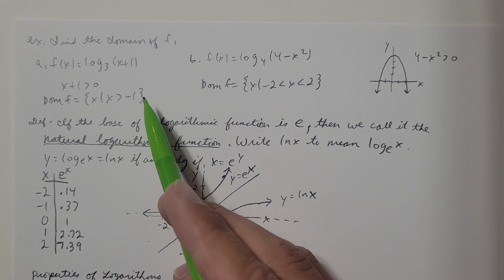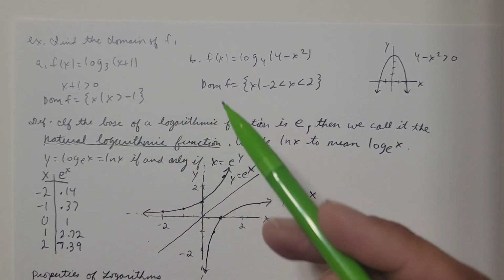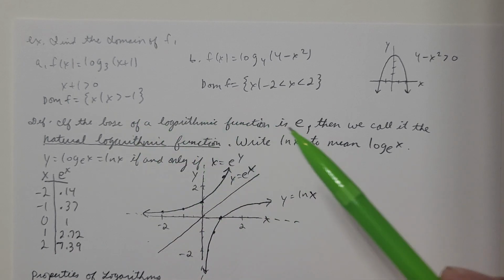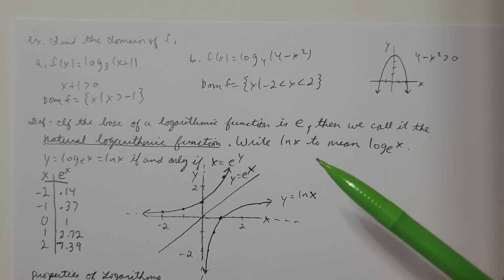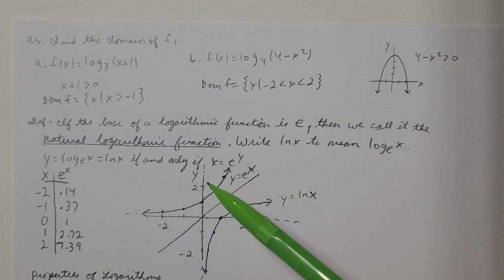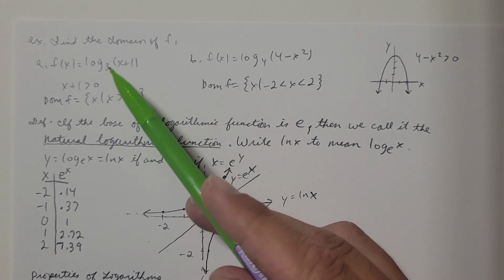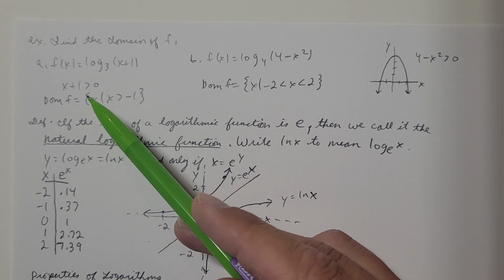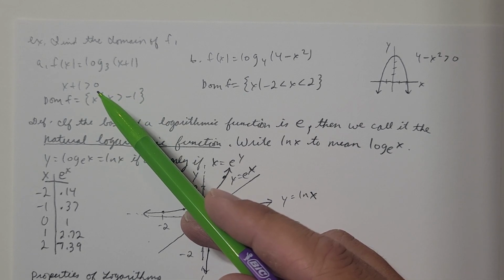Anything that's negative 1 or less, we don't want that, because that means that we'll have a 0 or a negative number being plugged into the logarithm. You can't have that. Okay. So the domain is the set of all x such that x is greater than negative 1. Now, notice that the base is 3. The base has nothing to do with anything that we're talking about here with domain, okay?